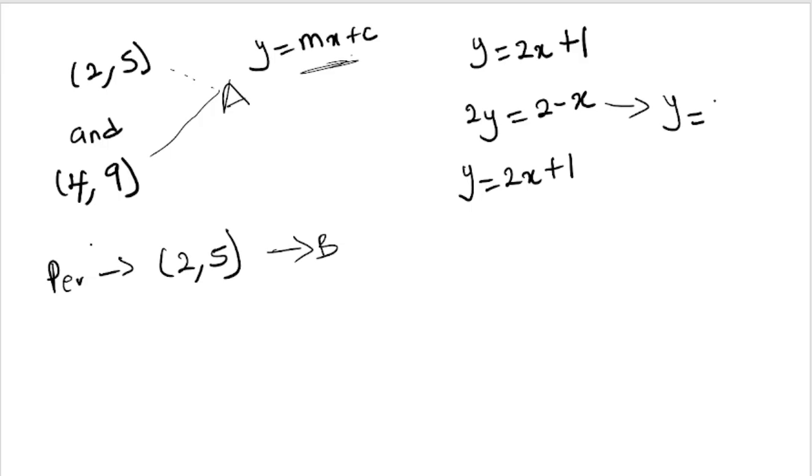And y is equal to 1 minus 1 over 2x. So for you to write it in this form, it will be y is equal to negative 1 over 2x plus 1.